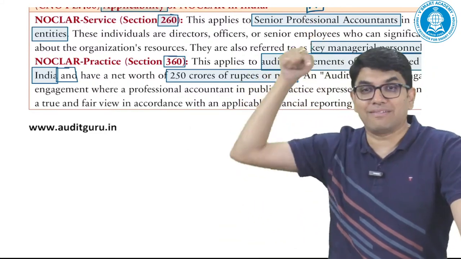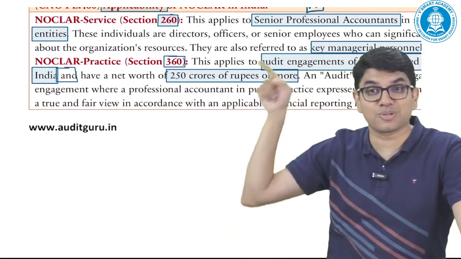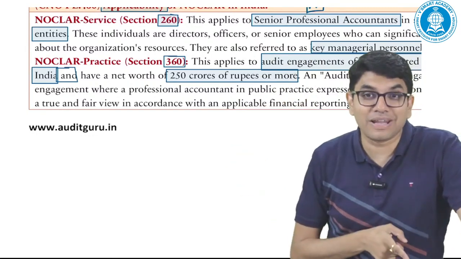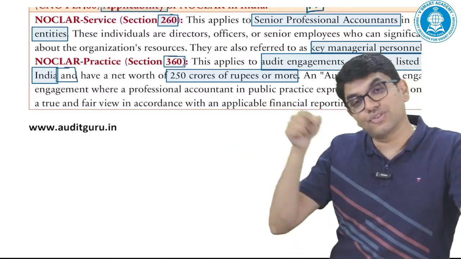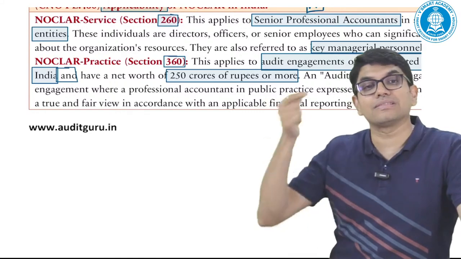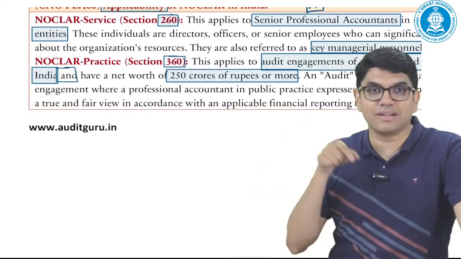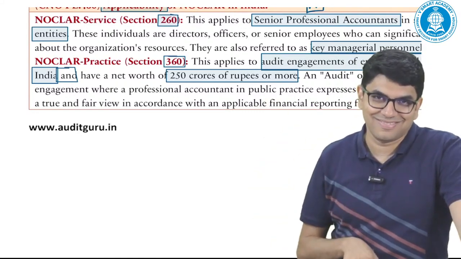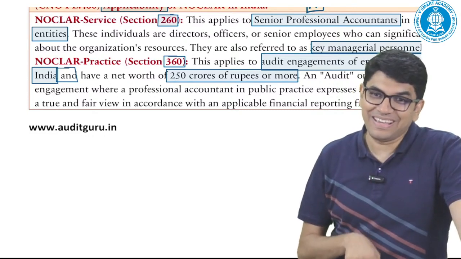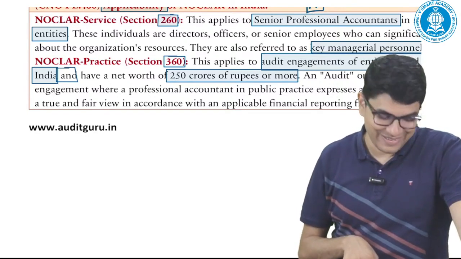You're doing audit of a private company having net worth 500 crores or more. Whether NOCLAR will get applicable? No. It's a listed company, and then there is a condition for the net worth also. So be extremely careful about it. Okay.